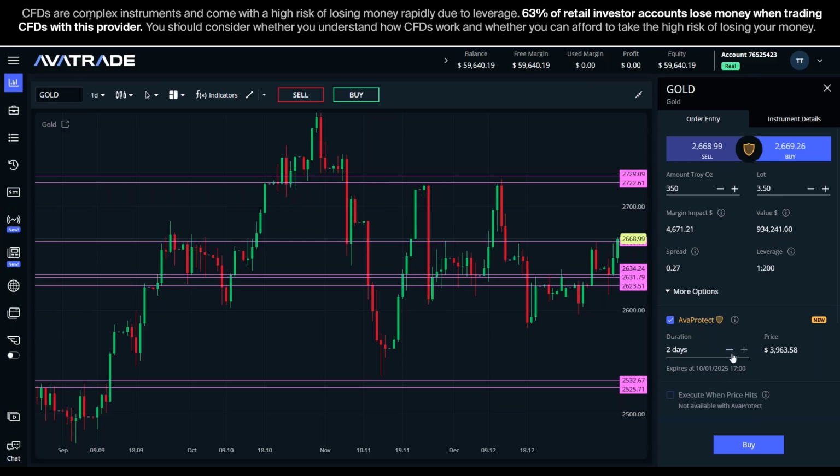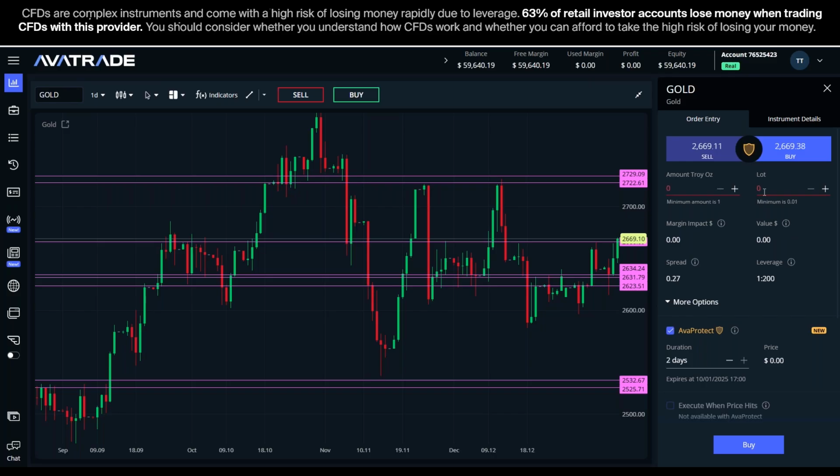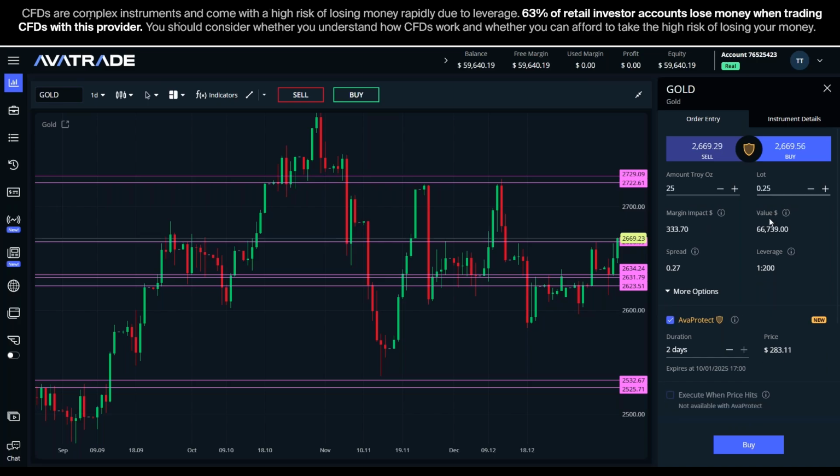And so for 1 day's protection, it's 2,700. For 2 days protection, it's 3,900. That sounds expensive maybe, but I've got a really large trade here. So I could go down and say, okay, maybe I only want to pay protection as my risk, 1% of my balance, let's say. So that would be around $596. So let's see what trade size will give me that type of risk, that type of cost.